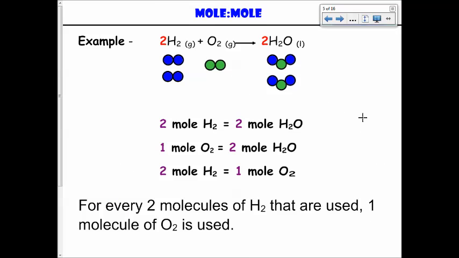So here's another example of a mole-to-mole ratio. You can produce water if you mix hydrogen gas and oxygen gas. You have 2 moles of hydrogen. So these 2 moles of hydrogen are equal to 2 moles of water. For every 2 moles of hydrogen you use, you can produce 2 moles of water. For every 1 mole of oxygen, you can produce 2 waters. And for every 2 moles of hydrogen, you need 1 mole of oxygen. This is more of just a chemistry example.